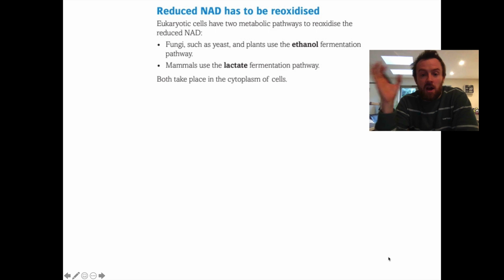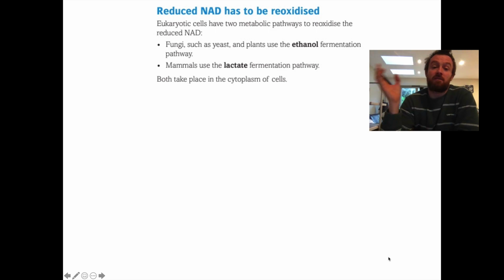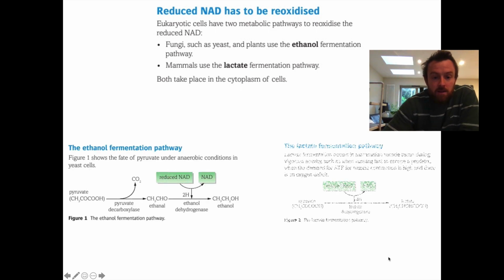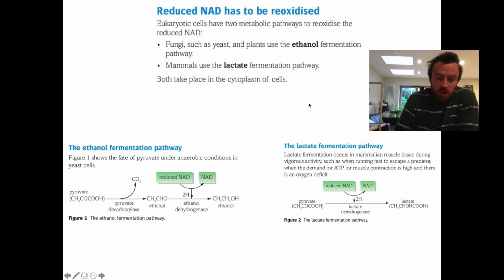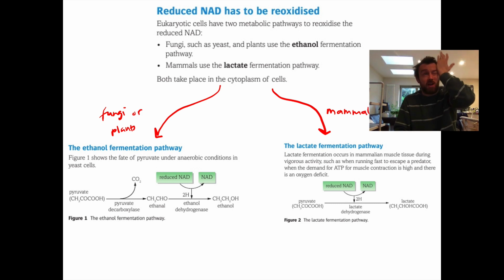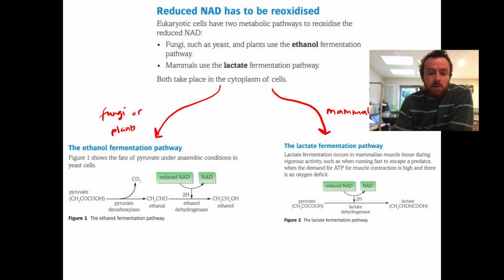Eukaryotic cells either use the ethanol fermentation pathway if they're fungi or plants, and mammals use the lactate fermentation pathway. It doesn't say in the book here, but I think all animals actually use that, because I definitely know that reptiles and I think birds also use lactic acid. So let's just look at those two steps briefly, and then I'm going to set you your more independent work to do.